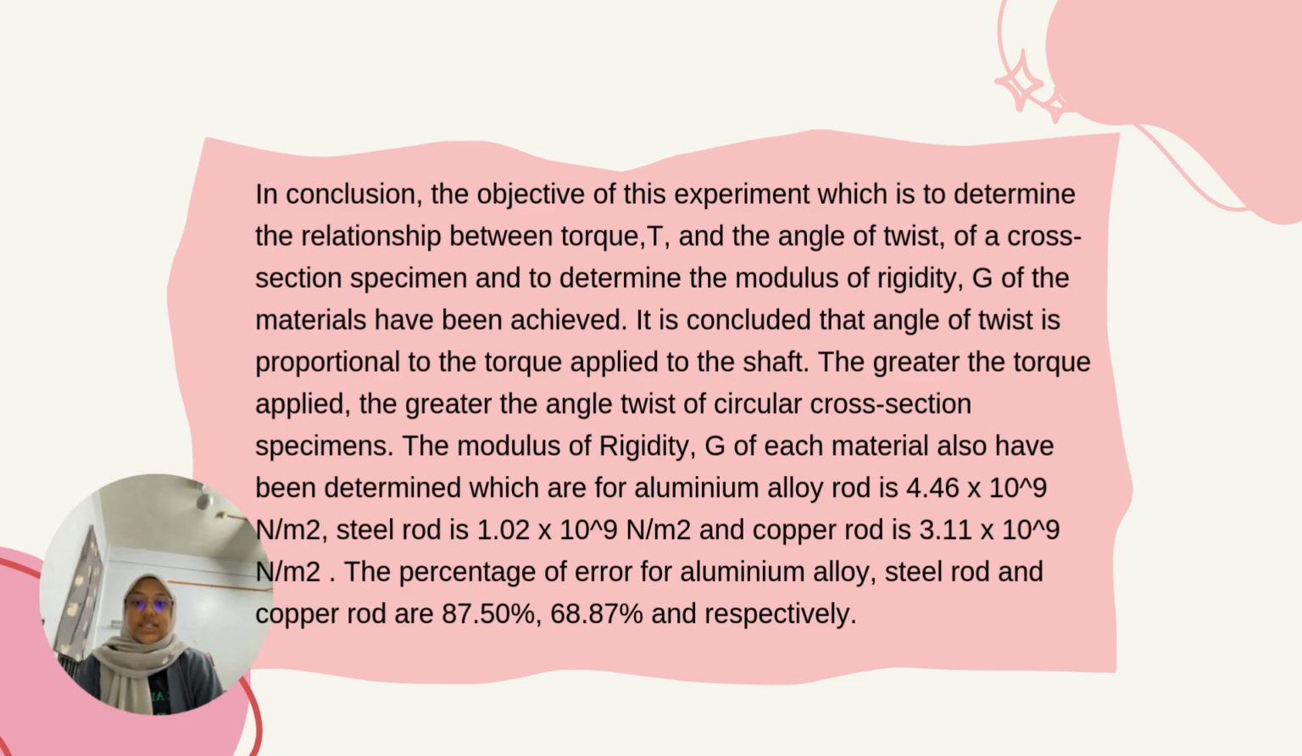The modulus of rigidity, which is G, of each material has also been determined. For the aluminium rod it is 4.46 times 10 to the power of 9 Newton per meter square, the steel rod is 1.02 times 10 to the power of 9 Newton per meter square, and the copper rod is 3.11 times 10 to the power of 9 Newton per meter square.